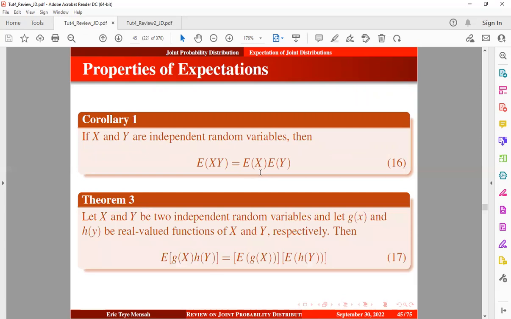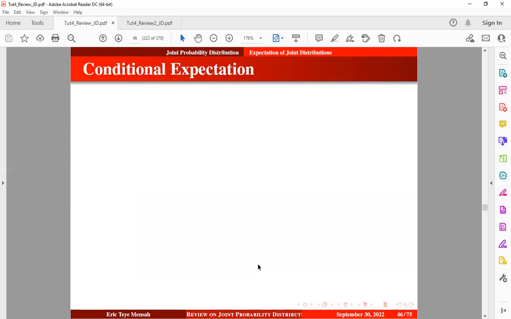Now theorem 3. Let x and y be two independent random variables, and let g of x and h of y be real value functions of x and y respectively. Then the expectation of the product of these real value functions, g of x and h of y, can be expressed in this form, coming from corollary 1. So if they are independent, then you can also have it in this form. All right, so now on conditional expectation.